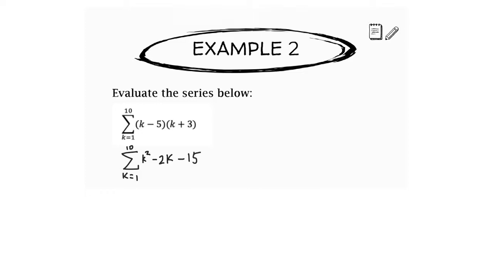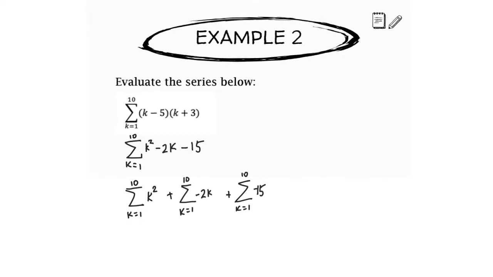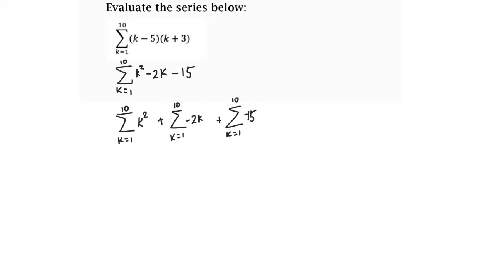What this allows us to do is to think about a complicated series with three terms in it as being equivalent to three simple series. So here they are, the three simple series that I'm referring to. The sum from 1 to 10 of k squared, plus the sum from 1 to 10 of negative 2k, plus the sum from 1 to 10 of negative 15. This might seem like, well, you just made things a little more complicated by using that distributive rule for series. But the truth is, I've actually made it much simpler.